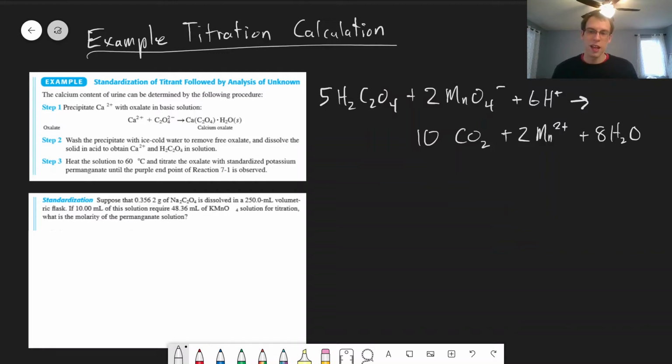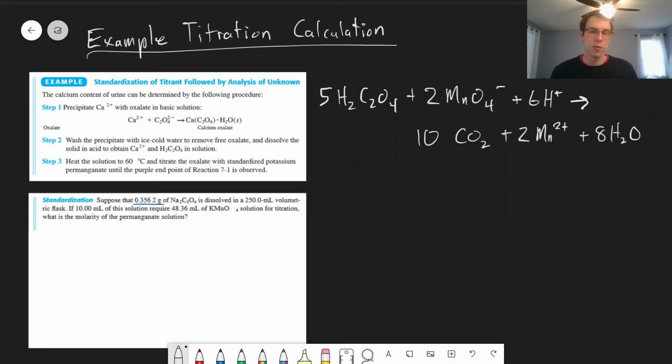So suppose that we have a nice primary standard of sodium oxalate, and we have 0.3562 grams, so listed here, of our sodium oxalate dissolved in a 250 milliliter volumetric flask. If we take 10 milliliters of that solution and it requires 48.36 milliliters of potassium permanganate for titration, what is the molarity of the permanganate solution? Okay, so how are we going to approach this?